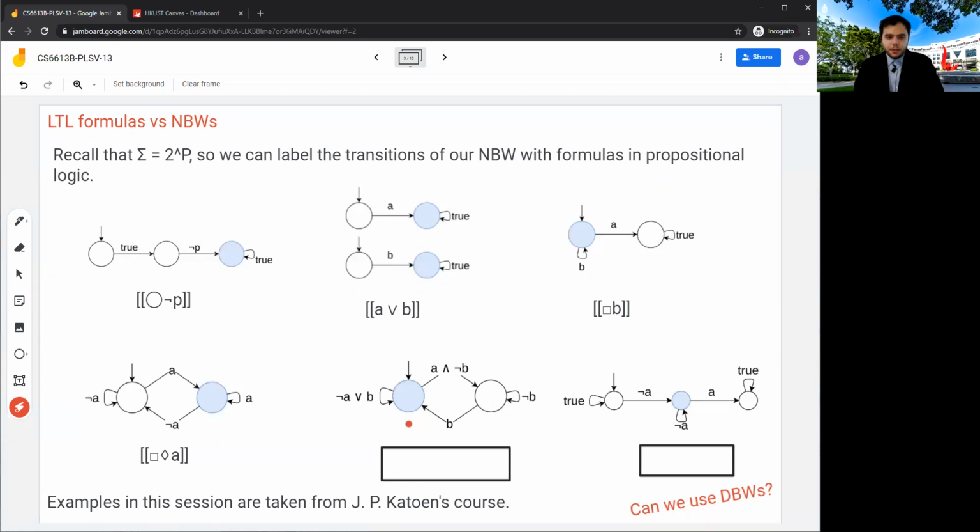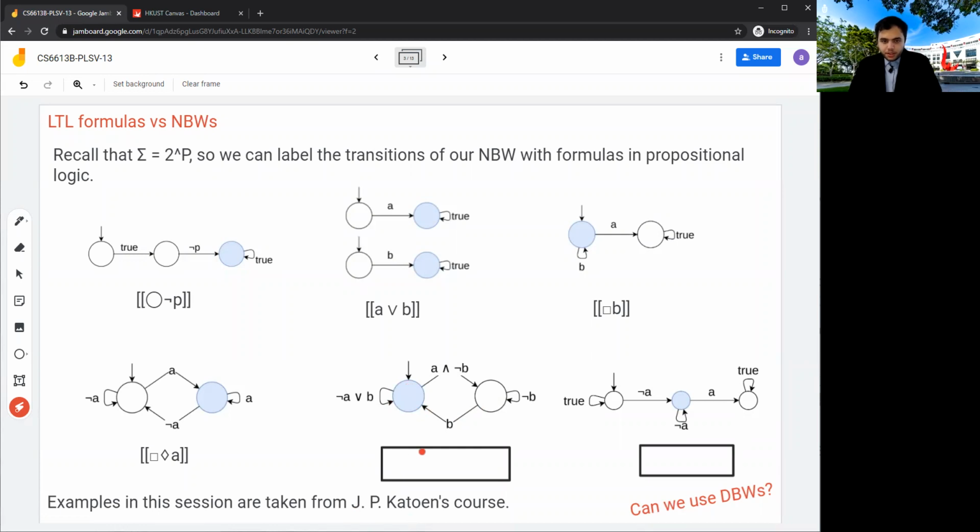Okay, what about this one? So what happens with this automaton? So we start here, and as long as A does not hold or B holds, we remain here. But as soon as we get to a state where A holds and B doesn't hold, we go to the other side and remain there for as long as B does not hold. But then as soon as we see B, we come back. And we want to say that we visit this vertex infinitely often.